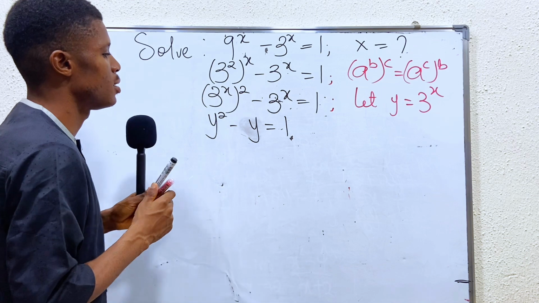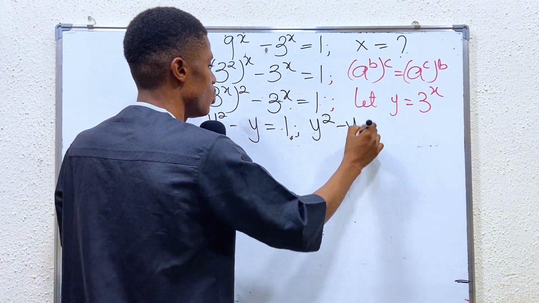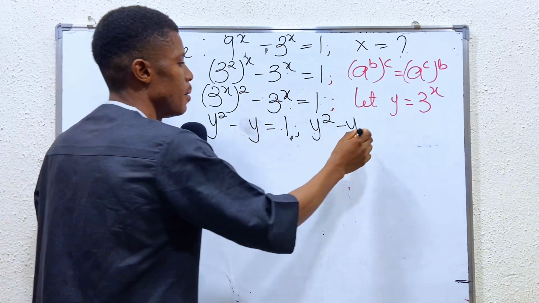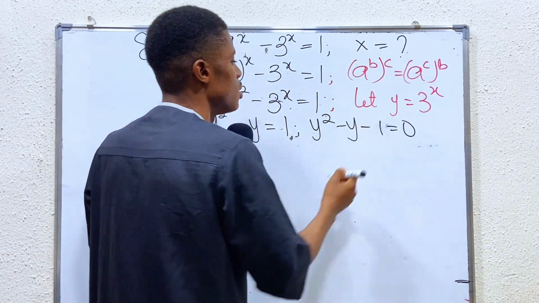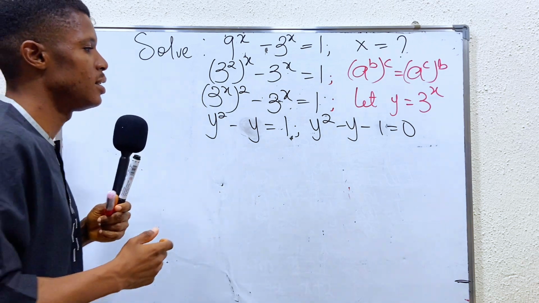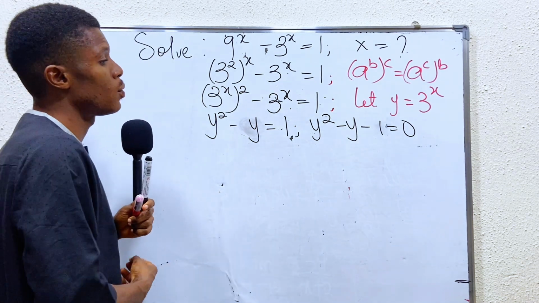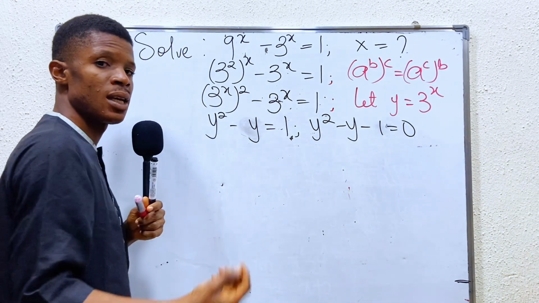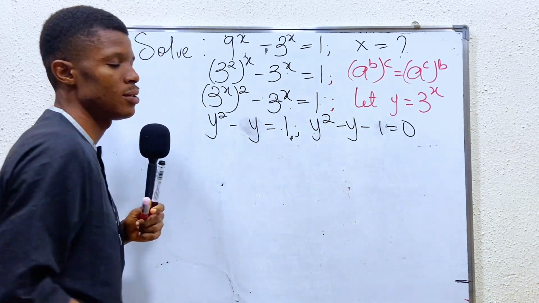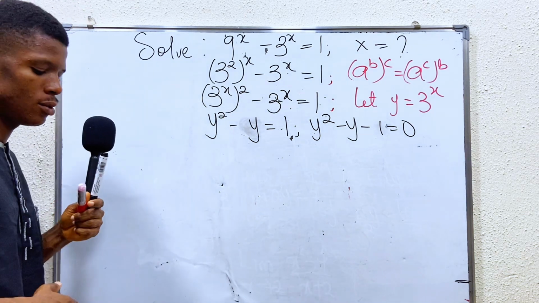I can rewrite this as y squared minus y minus 1 equal to 0. This is clearly the standard form of a quadratic equation. Can I solve it by factorization? Is there any pair of numbers that multiplies to get -1 and adds to get -1? I think no, so I'm going to use the general quadratic formula to solve.